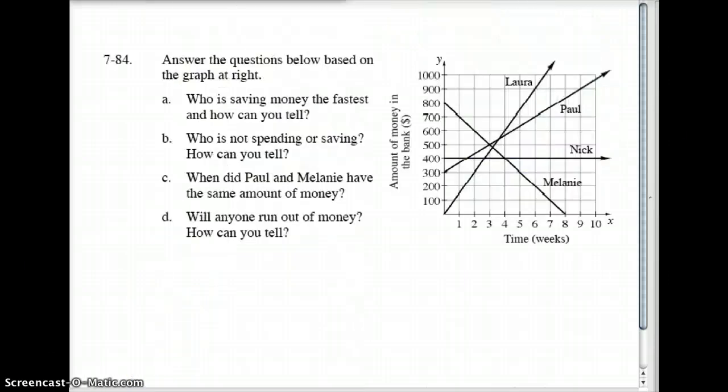All right, on this next one, we need to answer a few questions. This is all about saving money, or in one person's case here, spending money. Who is saving money the fastest? Well, saving money the fastest means that their line is going up the steepest. And if you would agree with me, that would be our friend Laura here, who's going up the fastest.